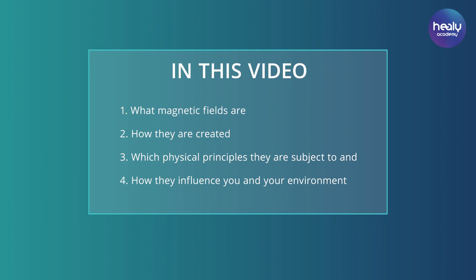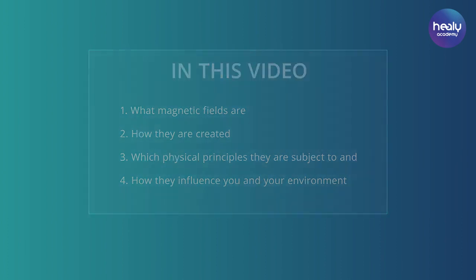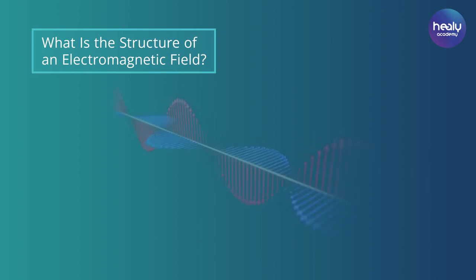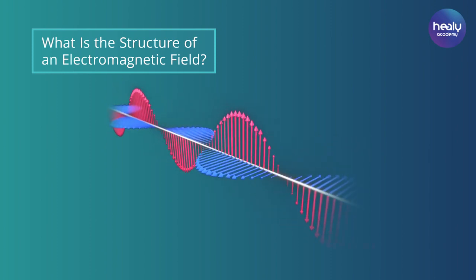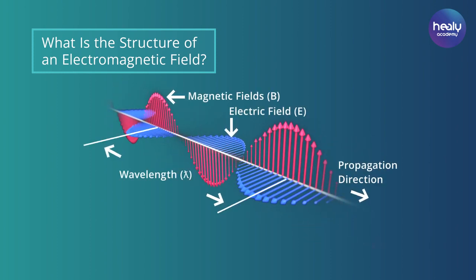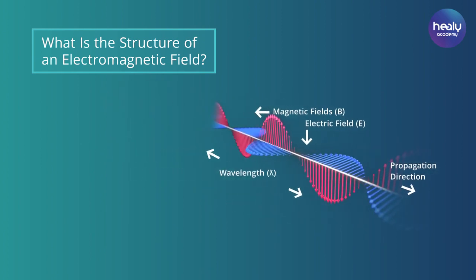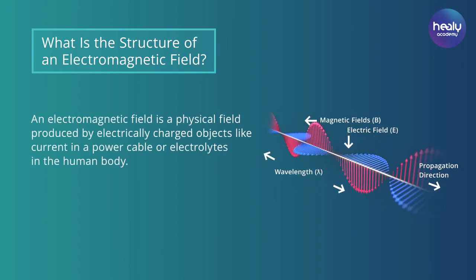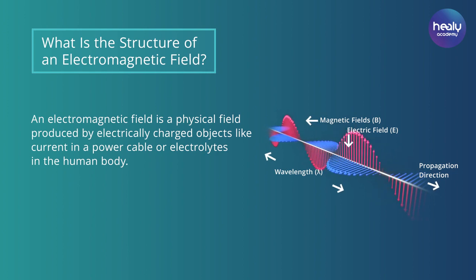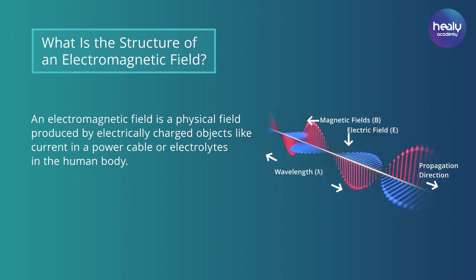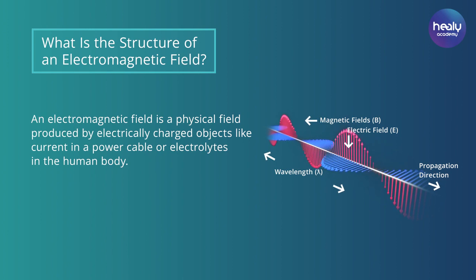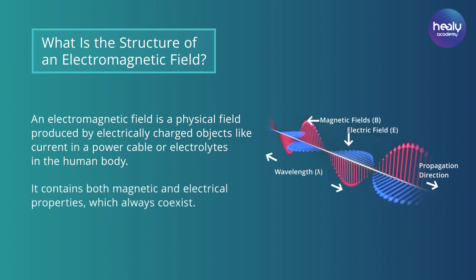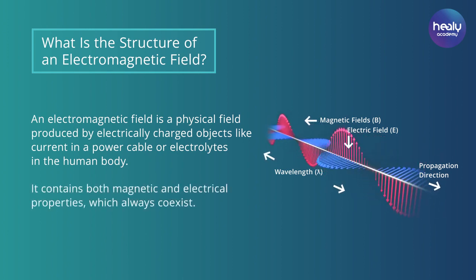We will start with some scientific principles, more precisely with the structure of electromagnetic fields. What is the structure of an electromagnetic field? Electromagnetic fields are created as soon as charges or charged particles move or change their velocity. So in other words, an electromagnetic field is a physical field produced by electrically charged objects like current in a power cable or electrolytes in the human body. As the name suggests, they are composed of inseparable electrical and magnetic components.